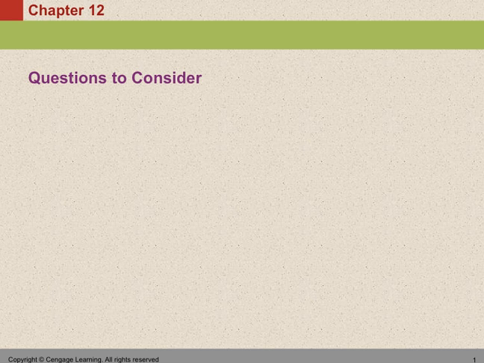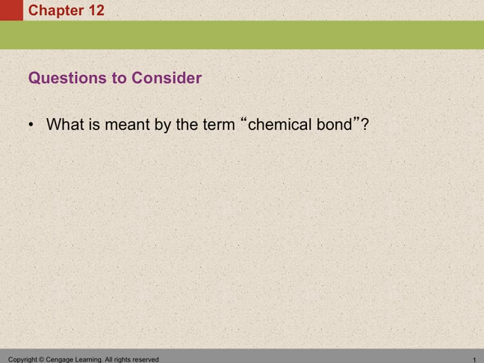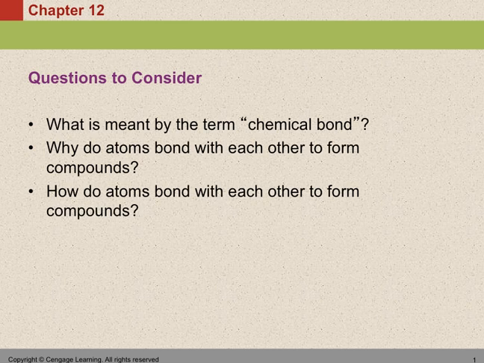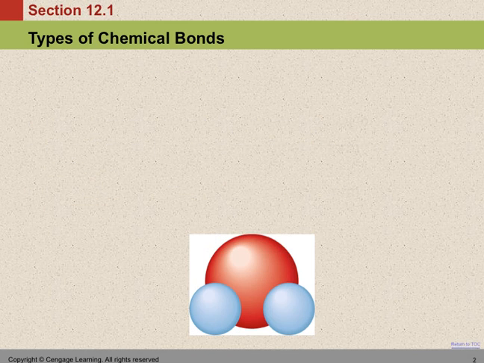Okay, this is a screencast on electronegativity, and the idea is that you understand what electronegativity is, that you can define it, and then you can explain the trends going across a period or down a group. So, questions that kind of get us started is really what is meant by the term chemical bond? Why do atoms bond with each other to form compounds? And how do atoms bond with each other to form compounds? So why and how, right?